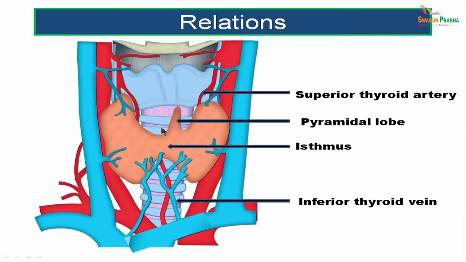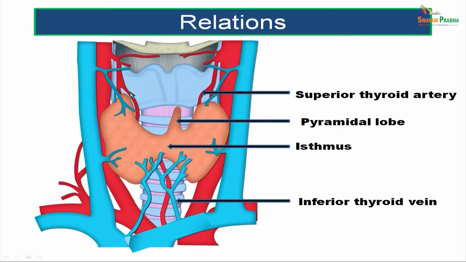The upper border of the isthmus can have a pyramidal lobe, or it can have a fibrous cord connecting it to the hyoid bone, called the levator glandulae thyroideae, which is a fibrous cord connecting the upper border of the pyramidal lobe or the isthmus to the hyoid bone. Occasionally you can find muscle fibers in this fibrous cord.